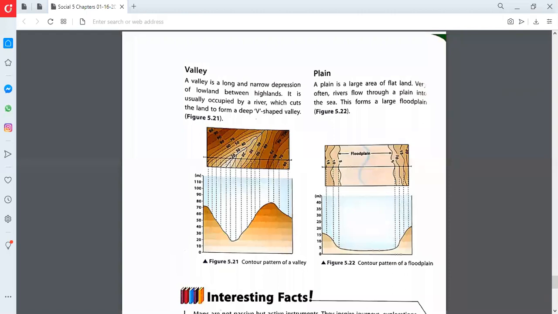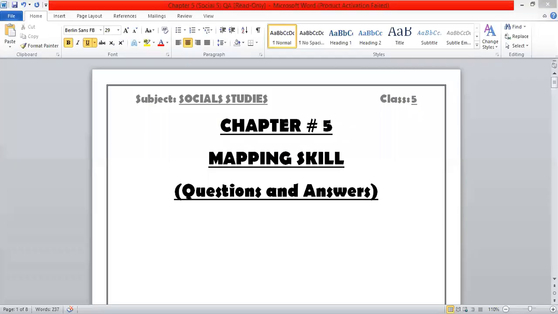So let me share the screen now. I hope everybody has taken out the notebook. Wait for a second so that I can switch my screen. Everybody should write the date on the top left corner. The name of the chapter is Mapping Skills. Write the name of the chapter at the top of the page. Now we are going to start the question and answer session.